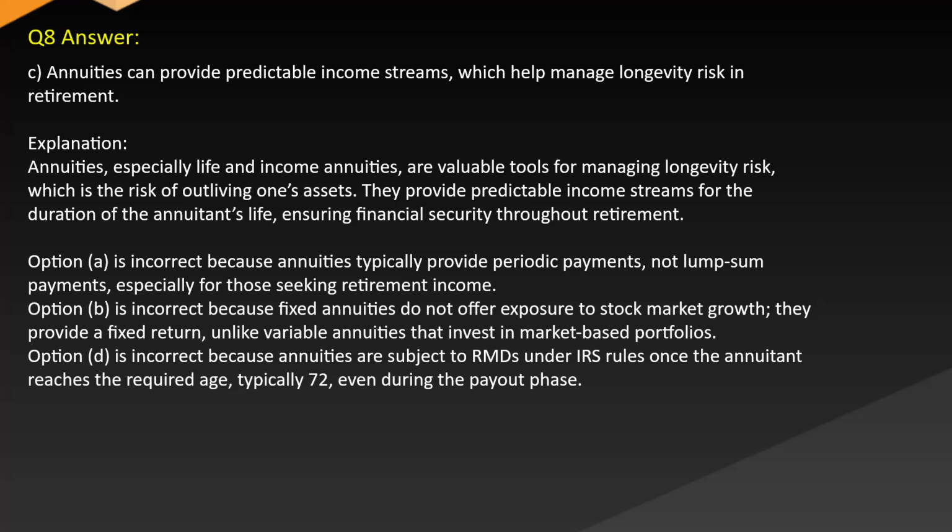Option A is incorrect, because annuities typically provide periodic payments, not lump sum payments, especially for those seeking retirement income. Option B is incorrect, because fixed annuities do not offer exposure to stock market growth. They provide a fixed return, unlike variable annuities that invest in market-based portfolios. Option D is incorrect, because annuities are subject to RMDs under IRS rules once the annuitant reaches the required age, typically 72, even during the payout phase.